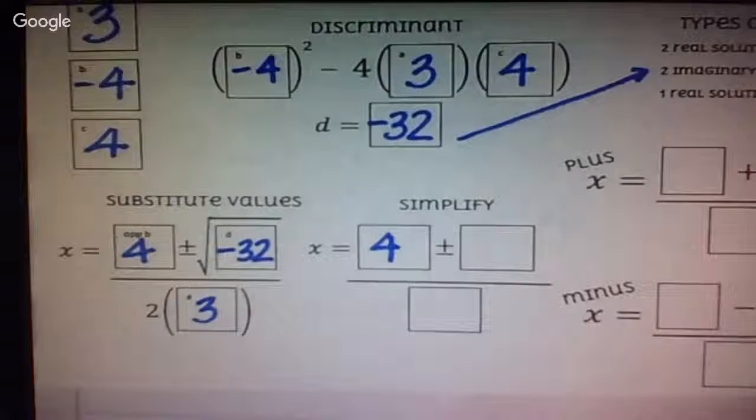Yes. You cannot take the square root of a negative number, which is why you get 2 imaginary solutions. So technically, if you figure out that the discriminant is negative, you still do this.